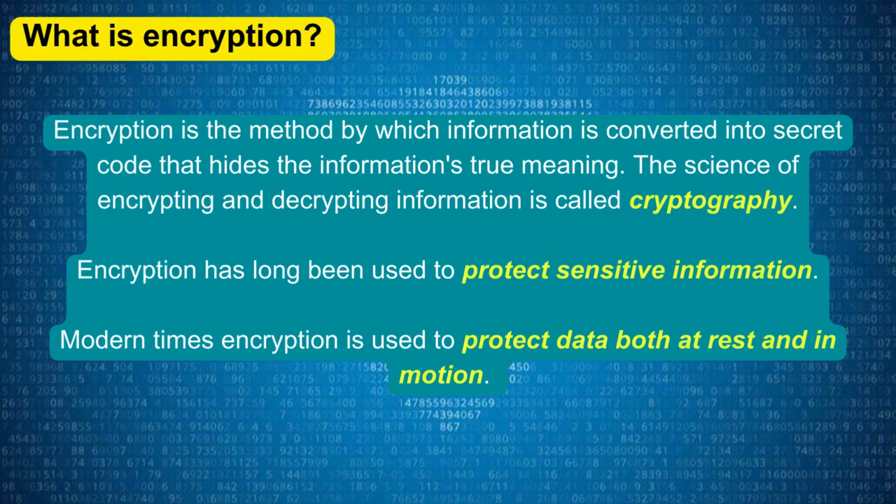Right. Okay, so starting with the definition, as always, encryption is the method by which information is converted into secret code that hides the information's true meaning. The science of encrypting and decrypting information is called cryptography. Encryption has long been used to protect sensitive information. Historically, it was used by militaries and governments.